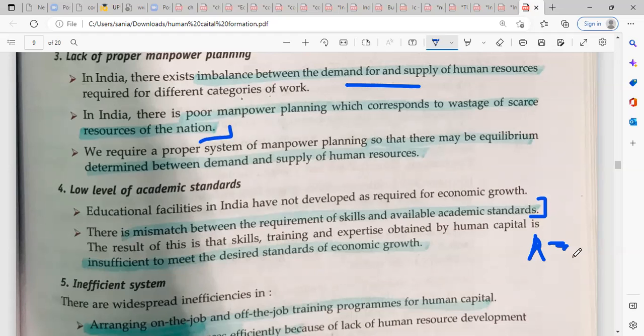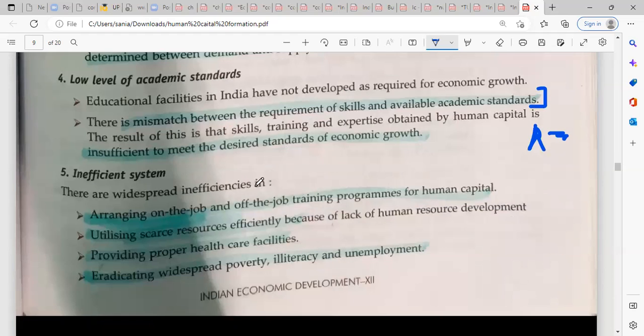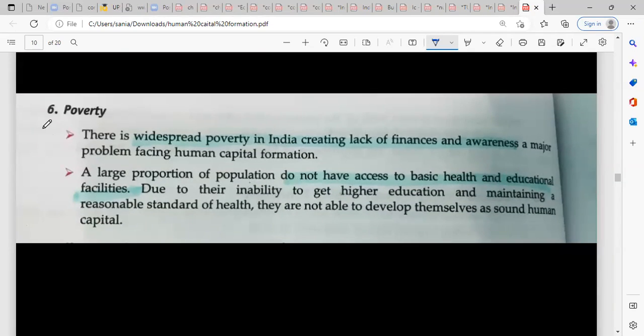Right. And then next is inefficient system. There is widespread inefficiency in on-the-job and off-the-job training programs. Scarce resources are not being utilized efficiently because of lack of human resource development, providing proper healthcare facilities, and eradicating widespread poverty, illiteracy and unemployment. There is widespread inefficiency in all this. You are not providing all this in a good way. So because of that, things are like this. Clear?